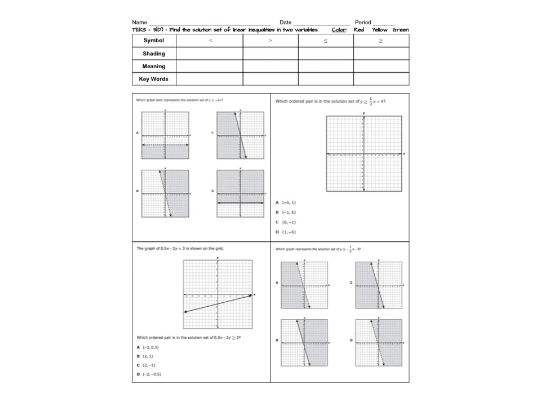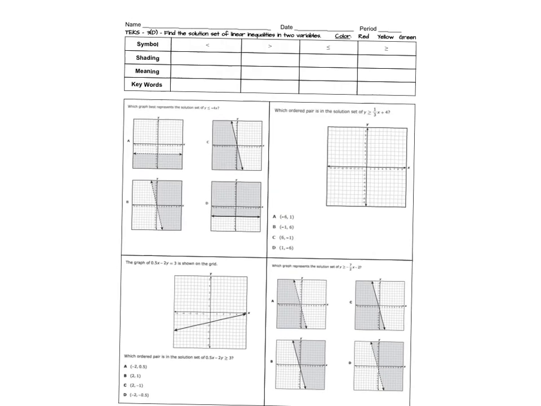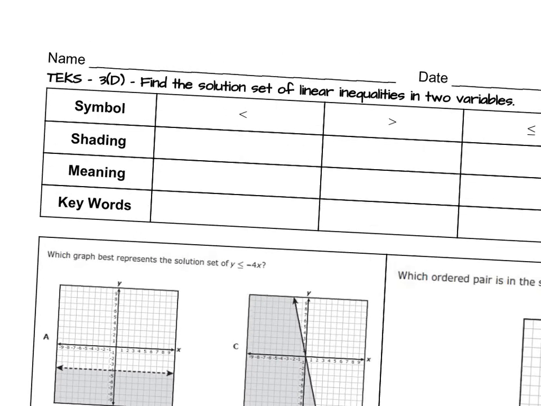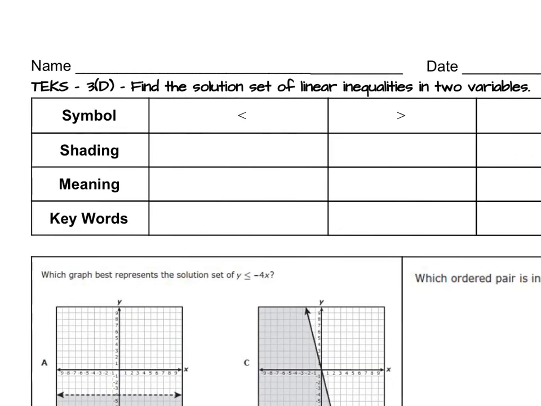These questions are all about solving inequalities. So the first thing we need to know is what these symbols mean. The first one means less than, and it will be shaded to the left. Notice how the arrow looks like the symbol.